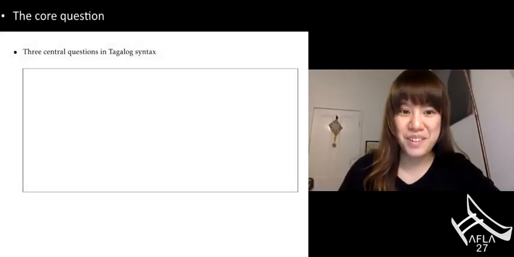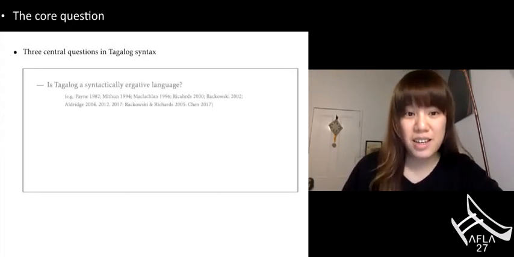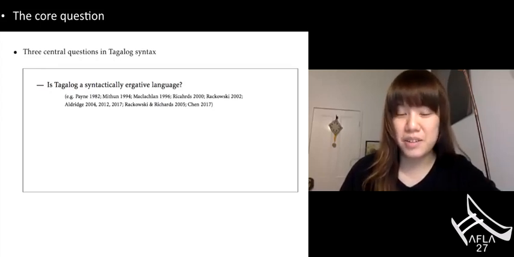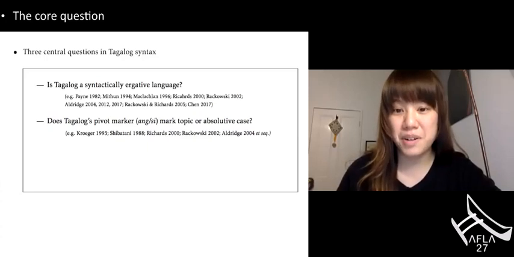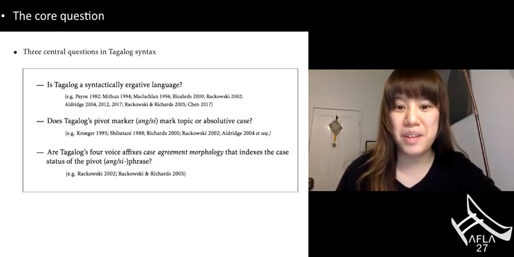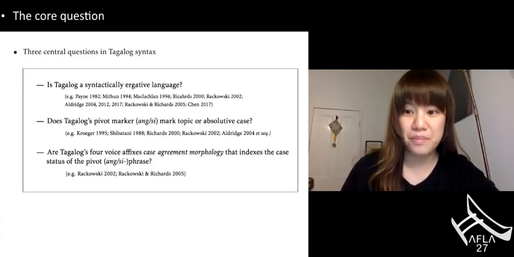Thanks, Harrison. Okay, so today I'll be revisiting a few remaining questions in Tagalog syntax. The first question has to do with its case alignment as being ergative or accusative. The second question concerns whether its pivot marking is better analyzed as a topic marker or some kind of absolutive case marking. And the third question concerns the nature of its four voice affixes, specifically whether they are case agreement morphology, which indicates the case status of the pivot phrase.